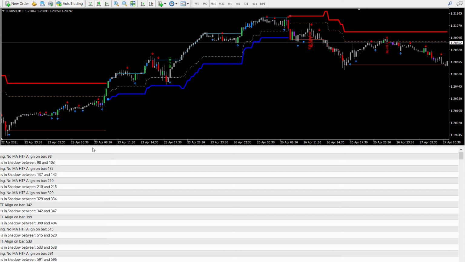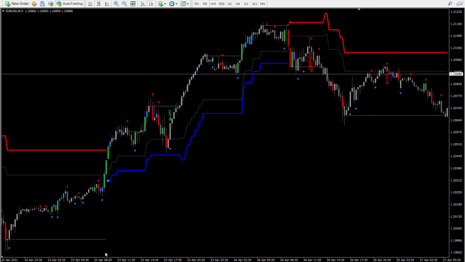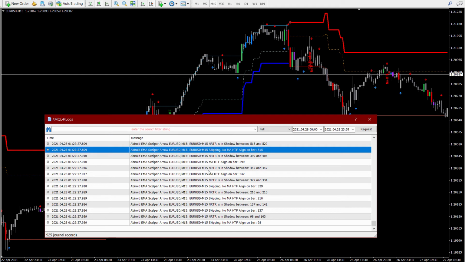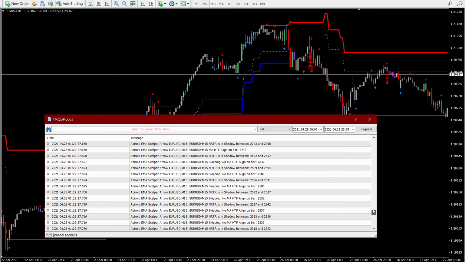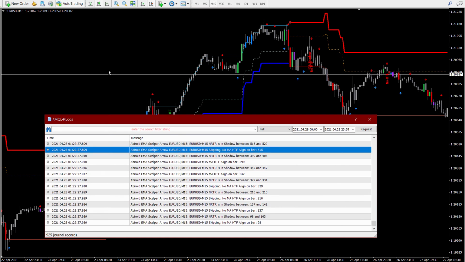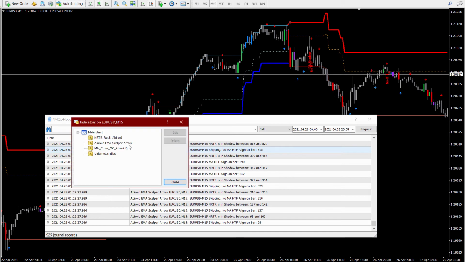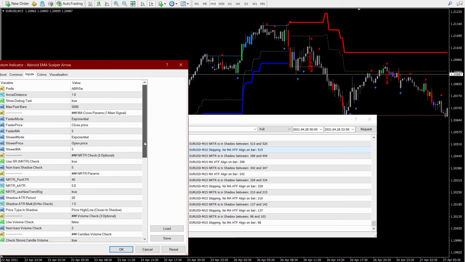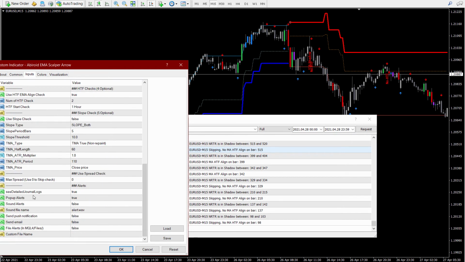that you see. I'm not sure if you see the logs on the screen. Right here. You will also get the reason for why a signal is skipped if you go over the journal logs. And if you feel like you are getting too many logs, then you can always set the journal logs to false as well. Right here, see detailed journal logs to false.